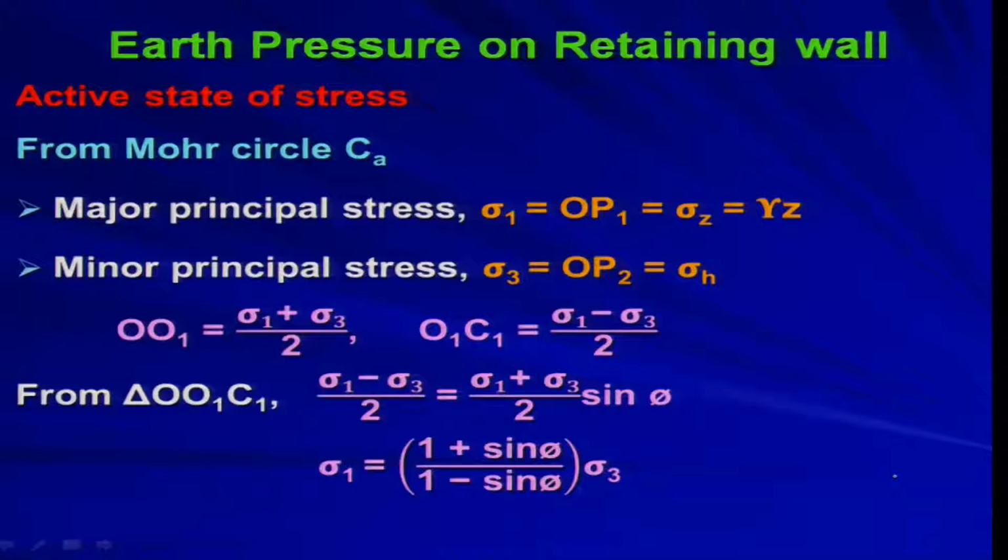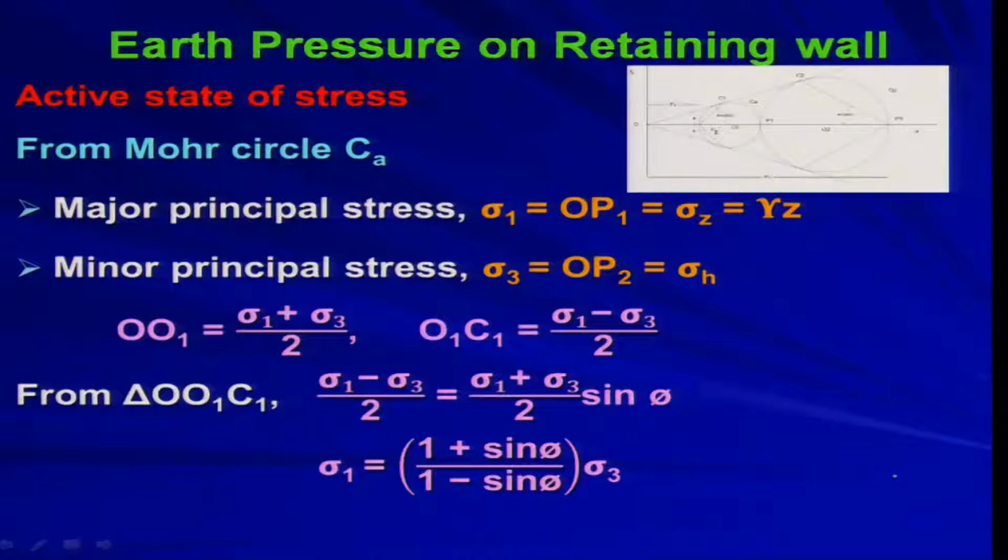So, in case of the active state of stress, from the Mohr circle Ca, as I told you, the major principal stress sigma 1 is equal to OP1. O is the origin, and P1 is this point. So OP1 is your sigma 1, which is your sigma z, that means sigma v. Sigma z and sigma v are both the same; I have written sigma z for the z direction to understand this more clearly. So sigma z is equal to gamma z, and sigma 1, the major principal stress in the active state, is gamma z.